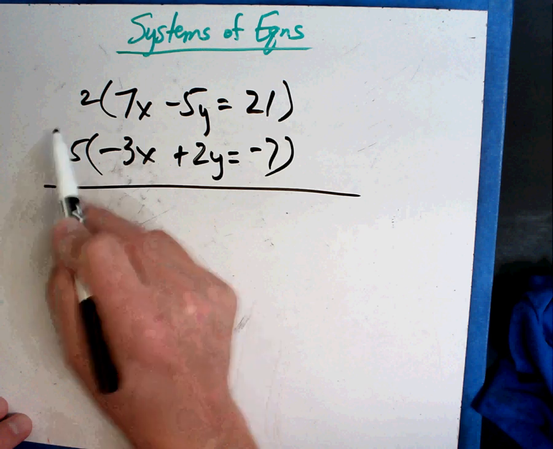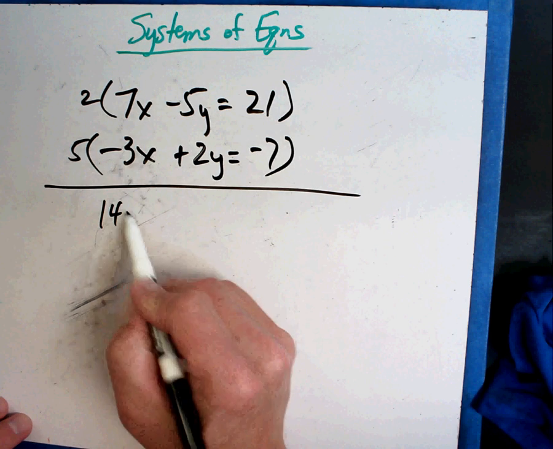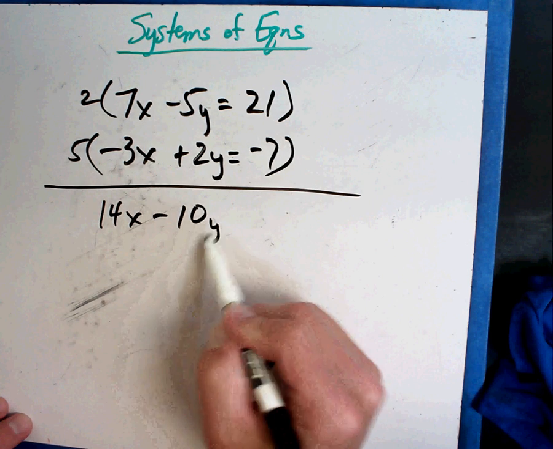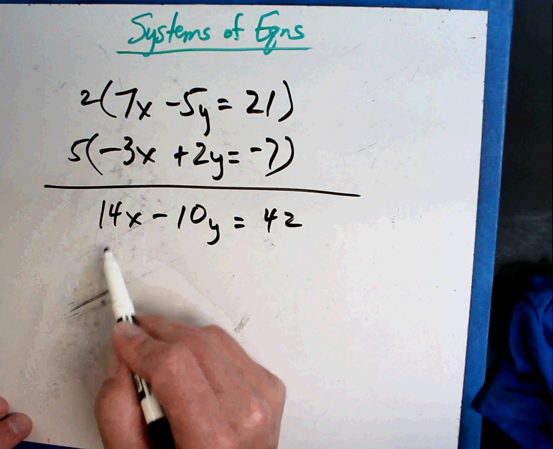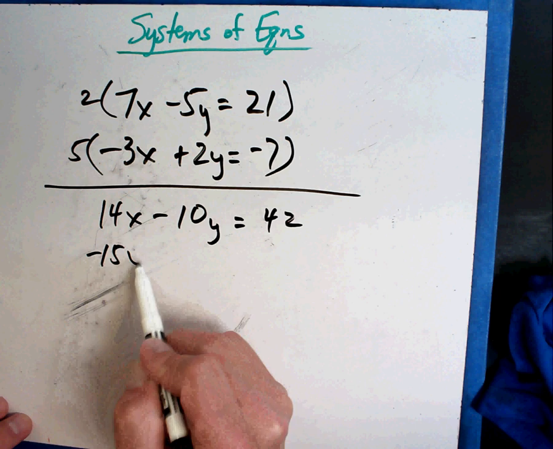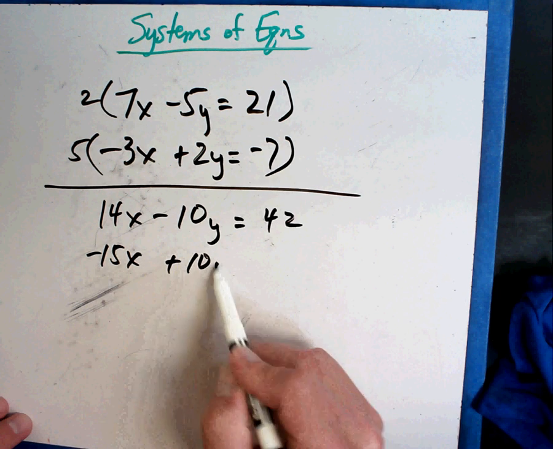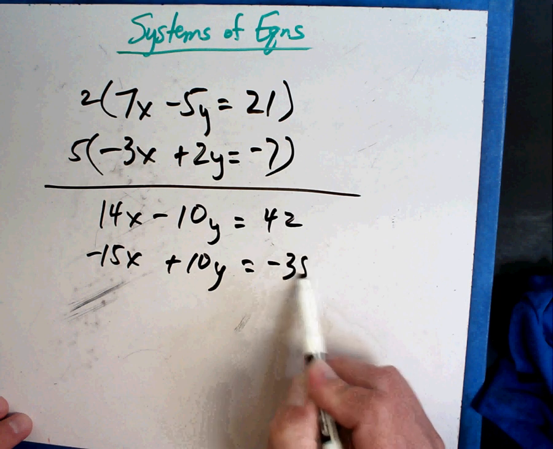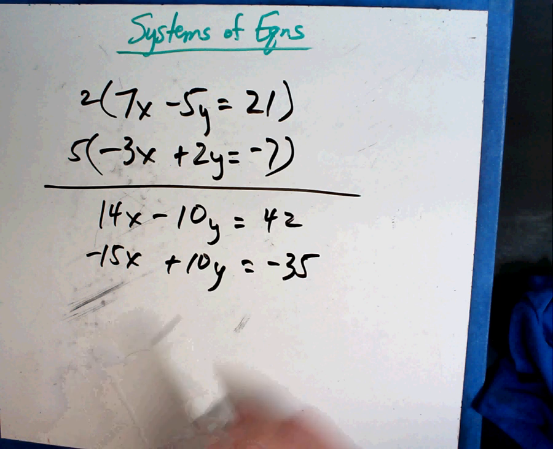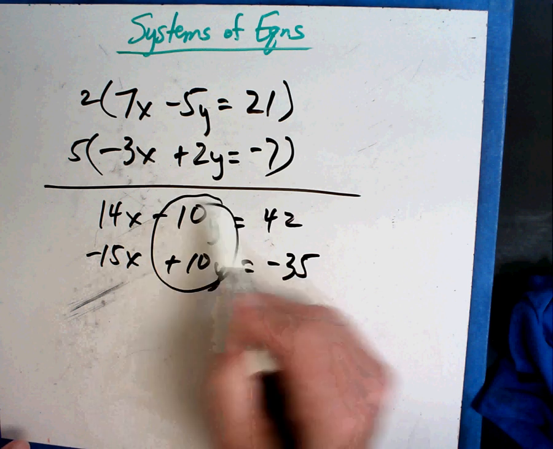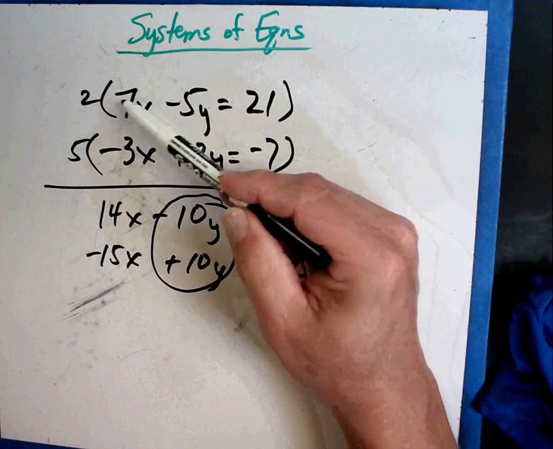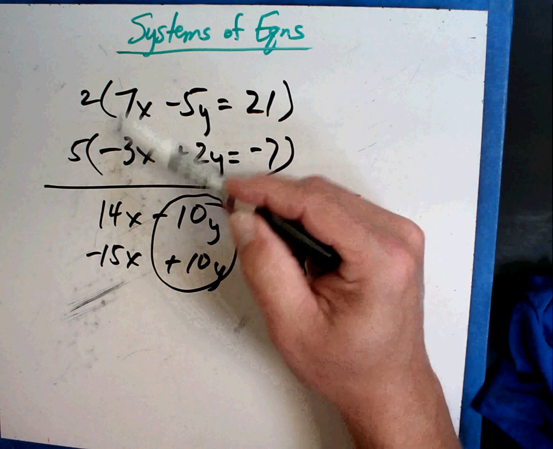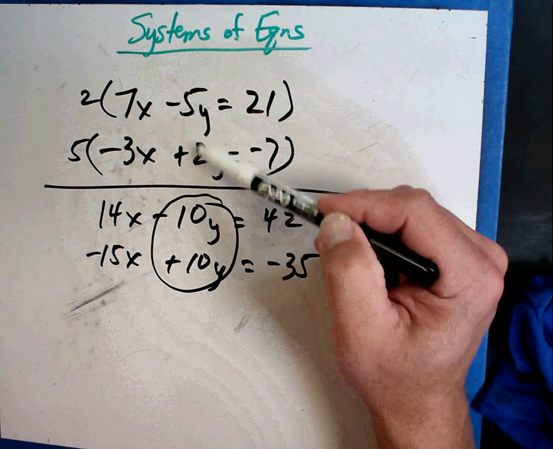In the first line, multiply everybody by 2. That's 14x minus 10y equals 42. Multiply the second line by 5. That's minus 15x plus 10y equals minus 35. Now, why would I do that? Look what just happened right here. I could have made those into 10, or I could have made those into 21 and made them disappear by multiplying by different numbers. I just chose this one.